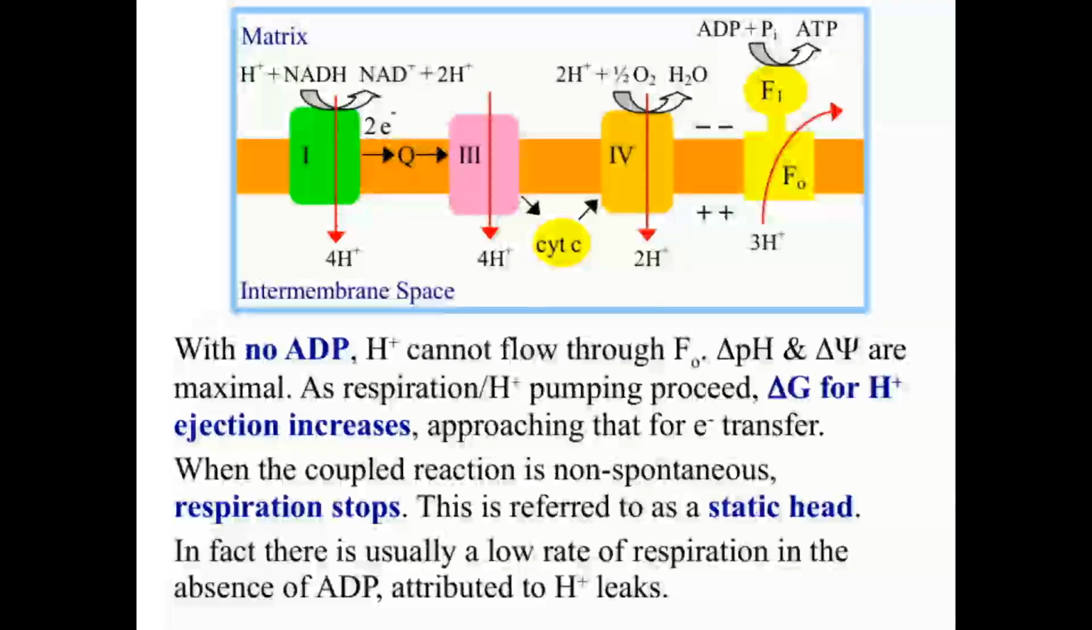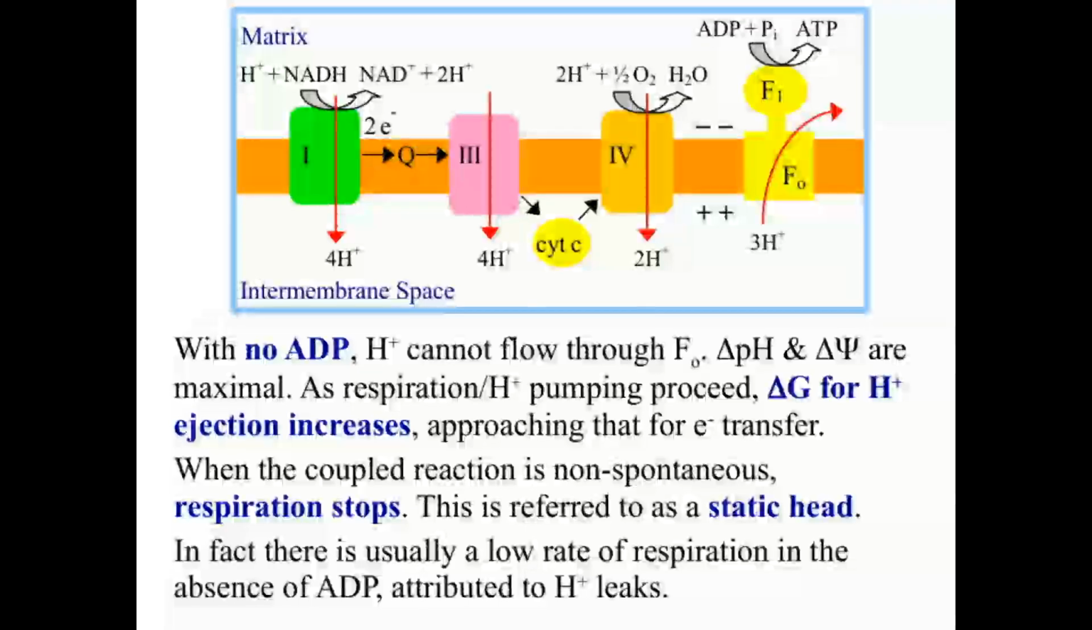Interestingly, even without ADP, respiration doesn't stop completely. There's usually a low level of respiration happening, which we attribute to H+ leaks across the membrane. These leaks allow some H+ to bypass the normal flow, maintaining a minimal level of activity. This interplay between gradients, energy, and the presence or absence of ADP really highlights the tight regulation of respiration and ATP synthesis, fitting into the bigger picture of how cells efficiently manage energy production.